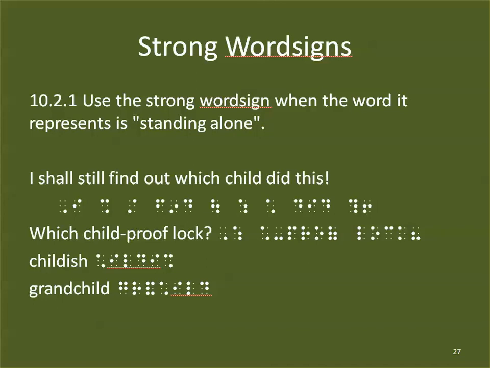Childish, however, has a space on one side of that dot configuration of dots 1, 6, and on the other side is the letter I. So it's not standing alone anymore, so we have to spell it out. We can still use, however, the partial contractions that are available. The same goes for grandchild. That CH contraction is not standing alone. There's a contraction on one side of it and a letter on the other side, so we cannot use just the dots 1, 6 to represent the word child. We have to spell it out using the remaining group signs that are available.